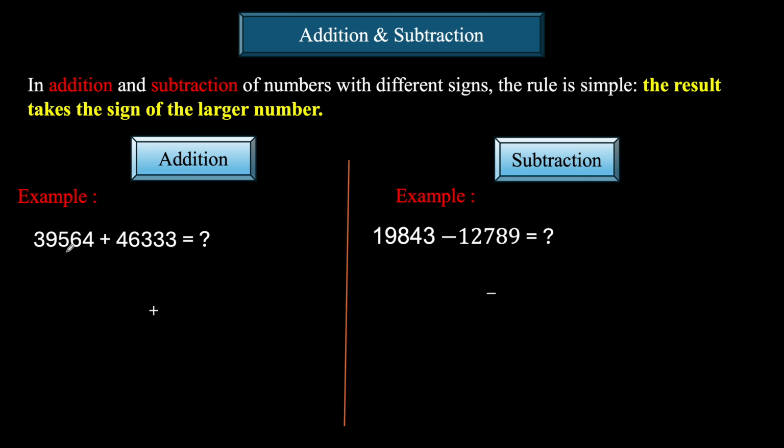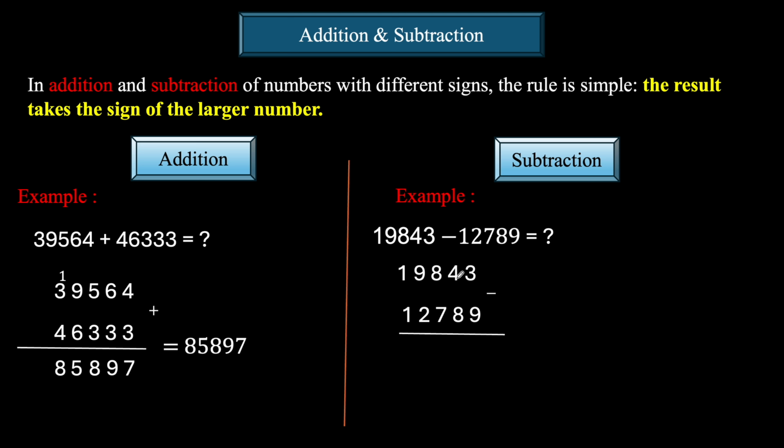Okay, here we have a very big number. Even if you try to do it in your head, it will be quite difficult. So we write it in this form. 4 plus 3, 7. 6 plus 3, 9. 5 plus 3, 8. 9 plus 6 gives us a big number, 15. So we write 5 here and 1 here. Okay, then 3 plus 4 plus 1, 8.